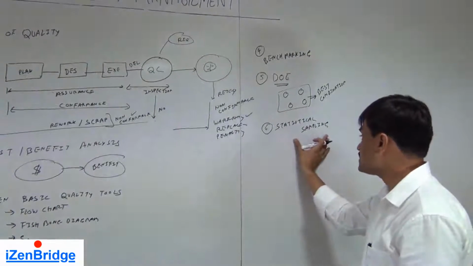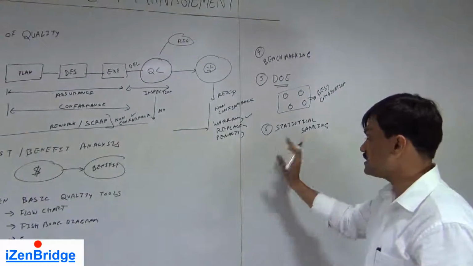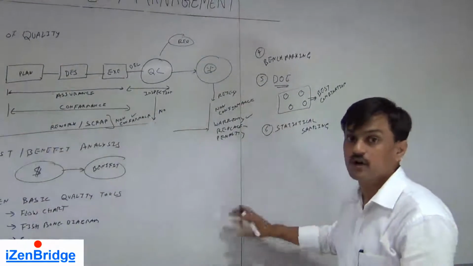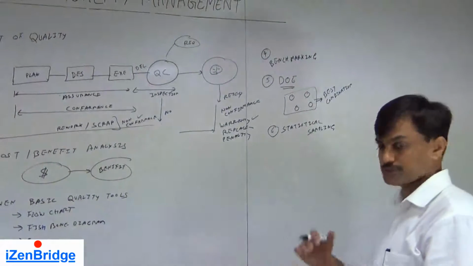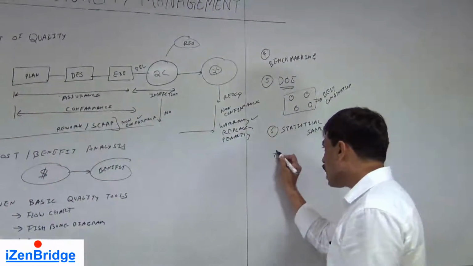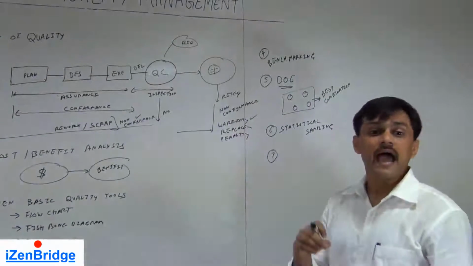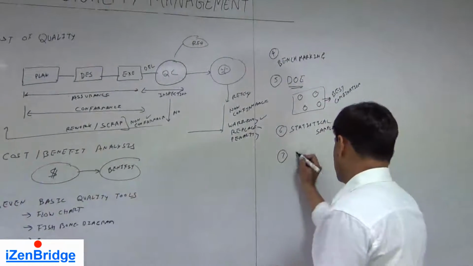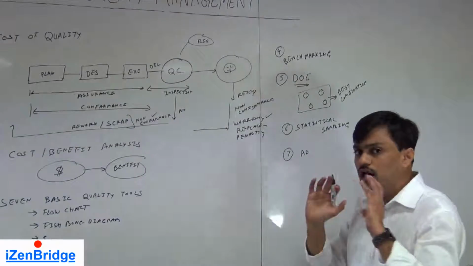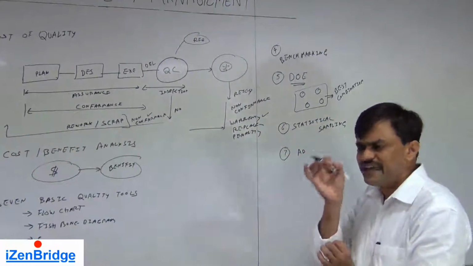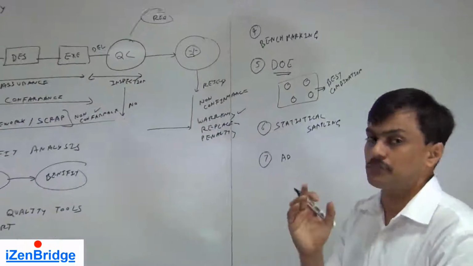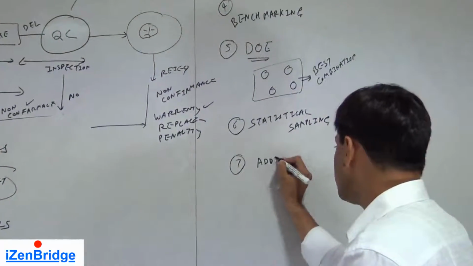Statistical sampling is a technique which helps us identify, for our project, what statistical sampling methods we can use. Along with this, we may use additional quality planning tools. Actually, there is no limit on using tools because the goal is to identify the best quality management plan for our project.